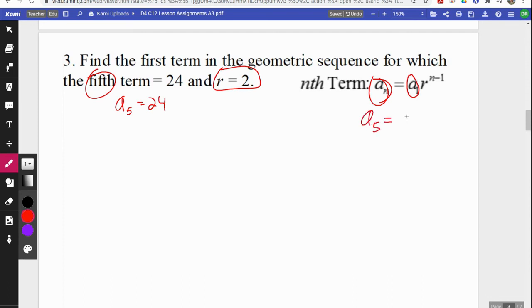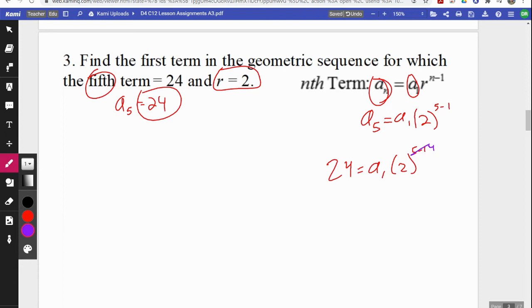I'll write it out first. A sub 5 is equal to a sub 1, which we're looking for, times r, which is 2, to the n minus 1. Well, n is going to be 5 because it's the fifth term we're using. The only thing we need to substitute in is that a sub 5 is 24. So this is really 24 equals a sub 1 times 2 to the 5 minus 1 power, and 5 minus 1 is really 4.